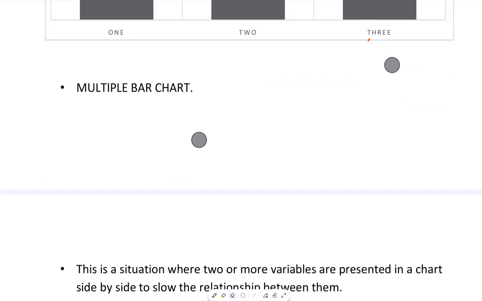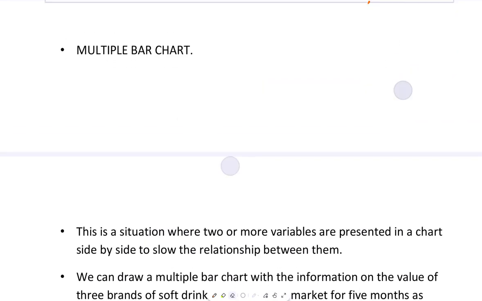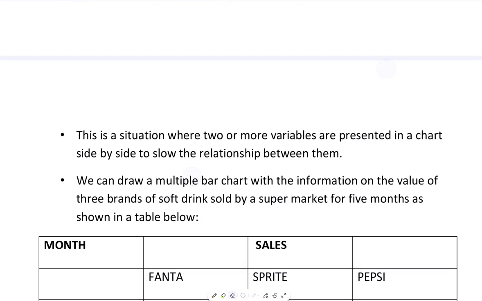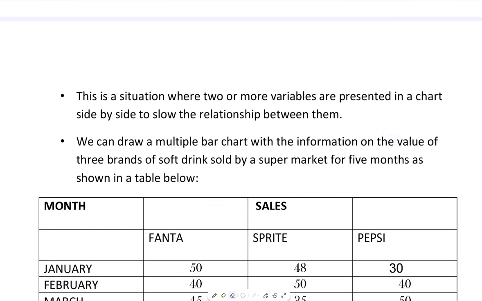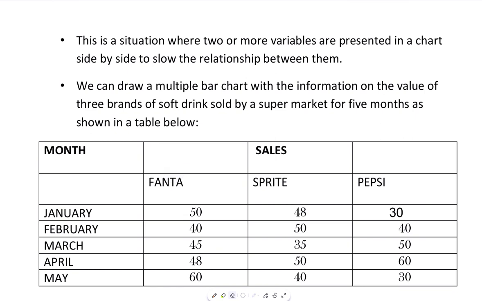All right, now let's talk about the multiple bar charts. They say this is a situation where two or more variables are presented in a chart side by side to show the relationship between them. We can draw a multiple bar chart with the information of the value of 3 brands of soft drink sold by a supermarket for 5 months as shown below.